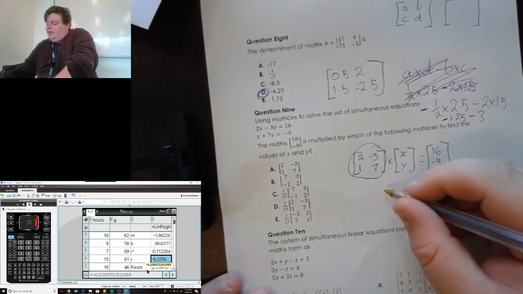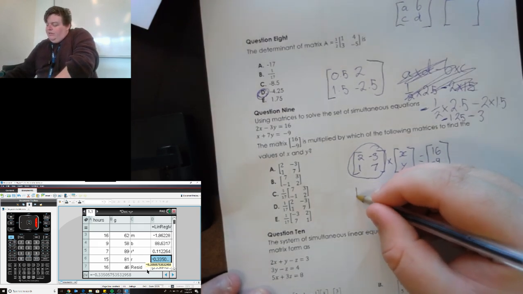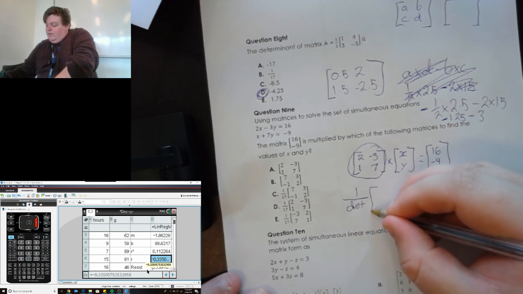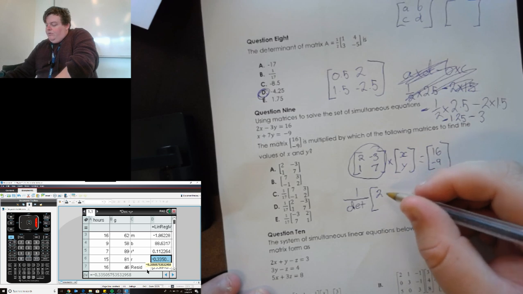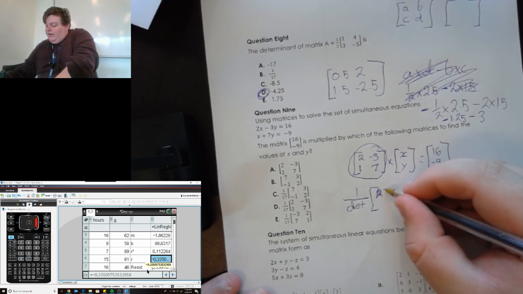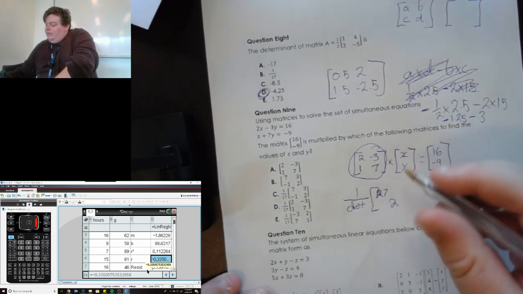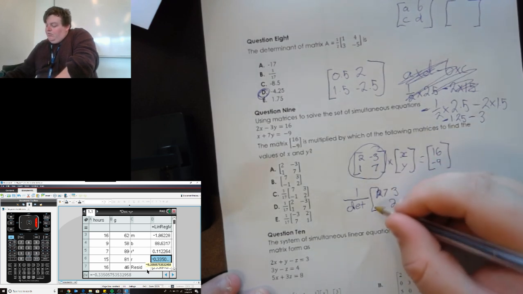So let's do that. To find the inverse, we have 1 divided by the determinant. And we'll have 2, oh no, we've got to swap these around, so it's 7 and 2. And then we swap the signs of the other values. So it becomes 3 and negative 1.